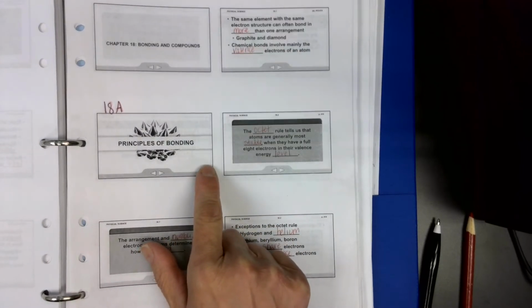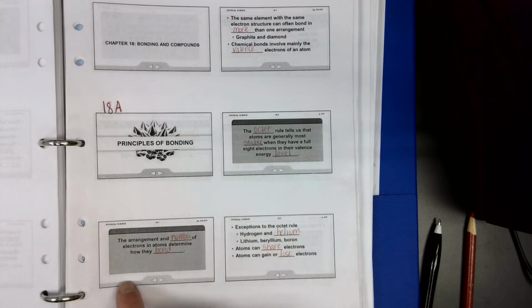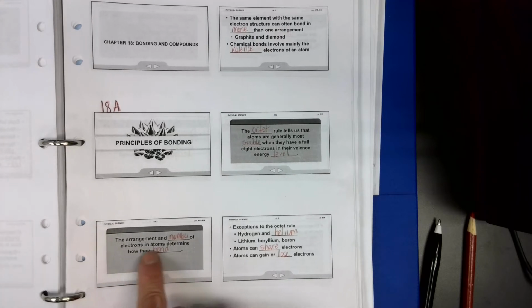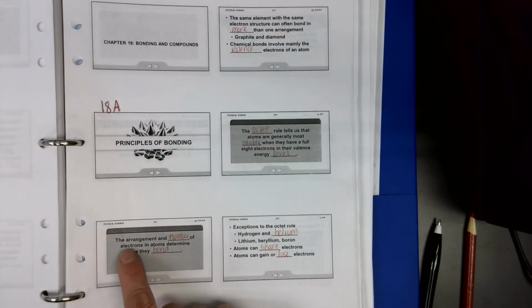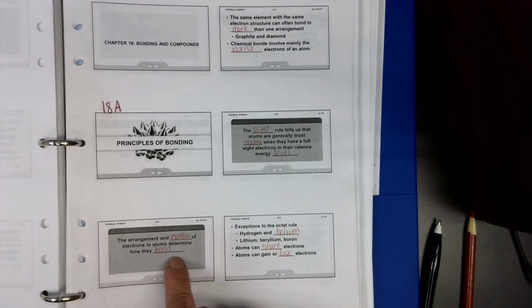So we're going to be talking in chapter 18 about bonding. This is building on stuff that we learned in the last chapter, so you're going to see a lot of the same basic concepts moving on here. The first slide says that the arrangement and number of electrons in an atom determines how they bond.